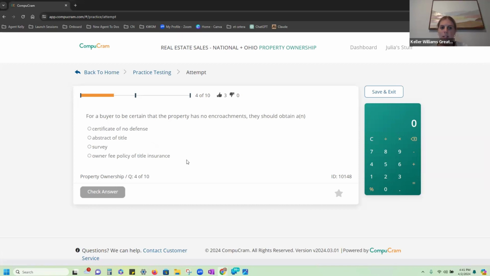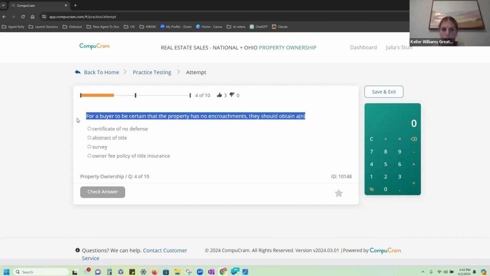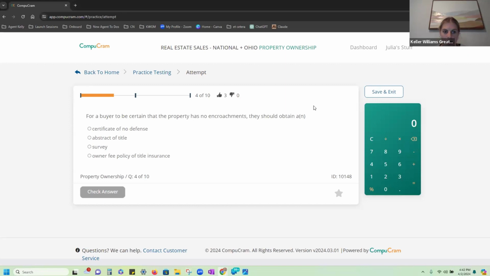Okay. For a buyer to be certain that the property has no encroachments, they should obtain A, certificate of no defense, B, abstract of title, C, survey, or D, owner fee policy of title insurance. So for a buyer to be certain that the property has no encroachments, they should obtain a what? All right, so we have B and C. Try B.